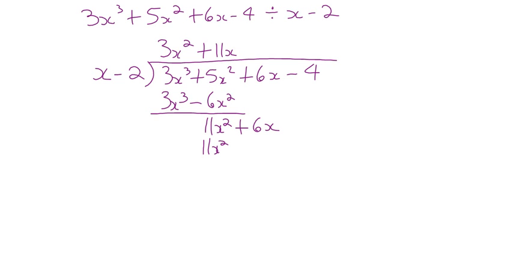And then minus 22x. And then subtract. The 11x squareds are gone. We don't need to subtract those, we know, because we set it up so they would be gone. And what do we get here? 28x, because when you subtract a negative, and we bring down the minus 4.